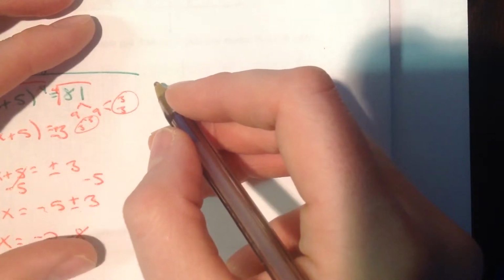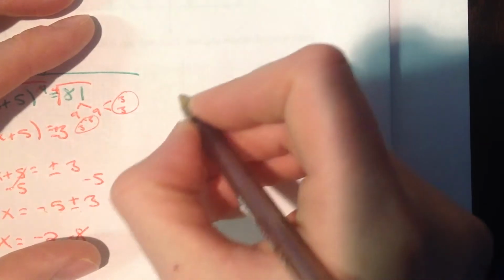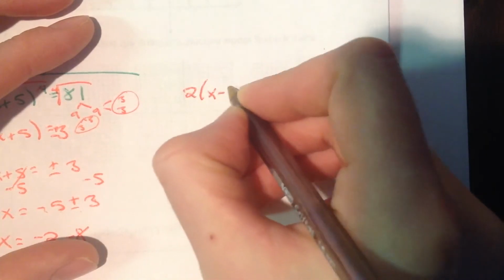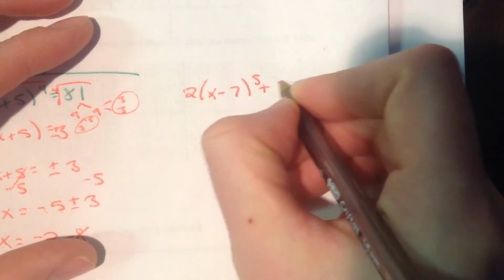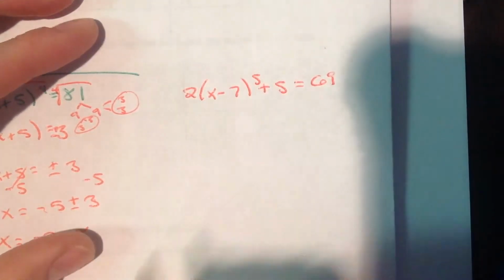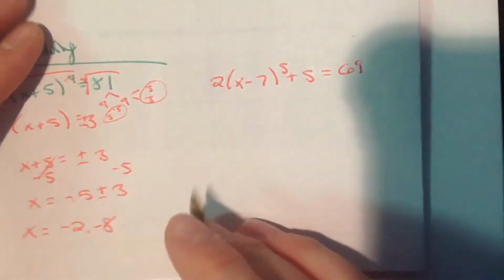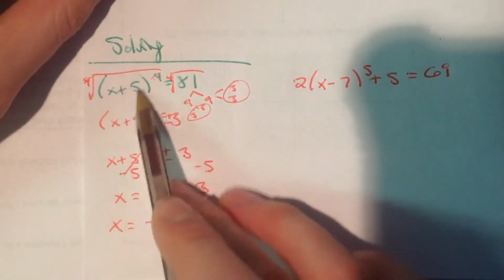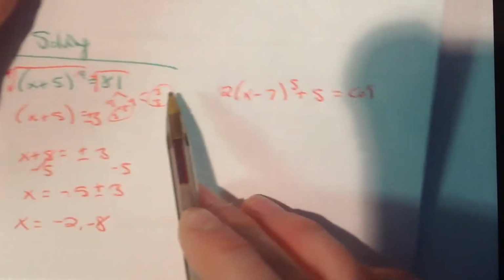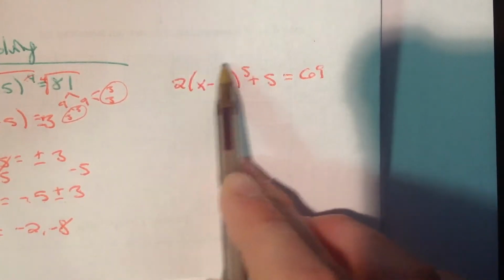Let's work one more example. Let's say I have 2 times x minus 7 to the 5th plus 5 equals 69. Well, first off, notice how the previous one had the thing to the power by itself. We have to get to that stage first. We have to get this by itself.